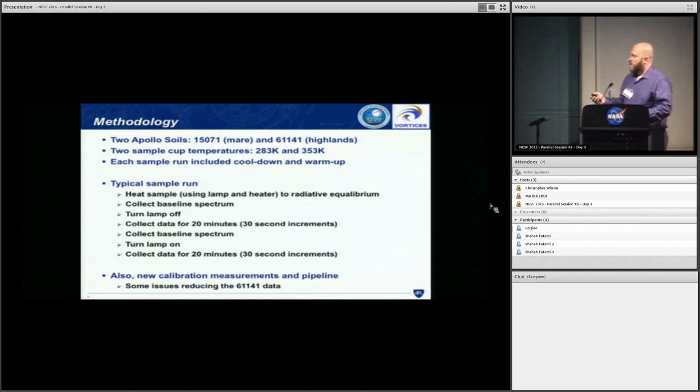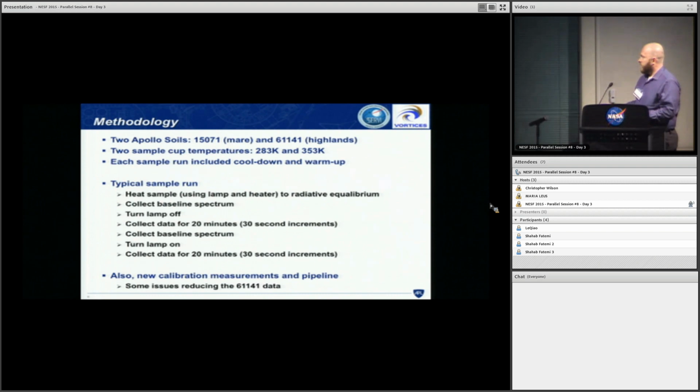Back at LPSC, we produced a very preliminary test that gave us the parameters of what to do. We went back after LPSC and did a much more thorough methodology for the next step, and then we'll have another iteration after this. We looked at 2 Apollo soils, 15071, which is a Mare sample, and 61141, which is a Highland sample. We controlled the sample cup to 2 different temperatures to look at that variable, and then we looked at both the cooling off when the lamp went off, and we also collected spectra when we turned the lamp back on, because this happened to be the really interesting aspect of the Diviner observations.